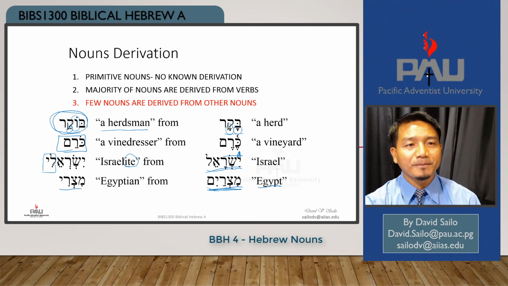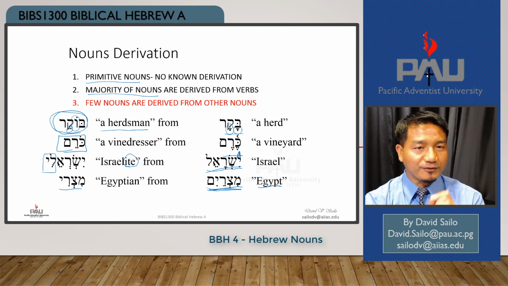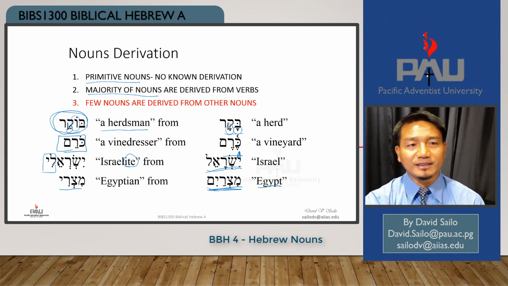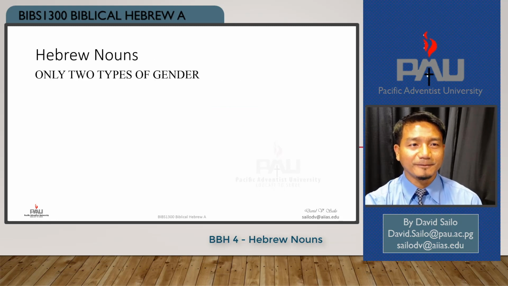So you see that there are a few ways we could get a noun. The first one is a primitive noun. We don't know how it is derived, but the noun just exists. We just have to learn it. Others, the majority of the nouns, are derived from verbs. So if you know the verb, there is a way of getting the noun out of it. And then a few nouns, as we can see here, are derived from other nouns. You don't really need to memorize these, but just be aware of it.